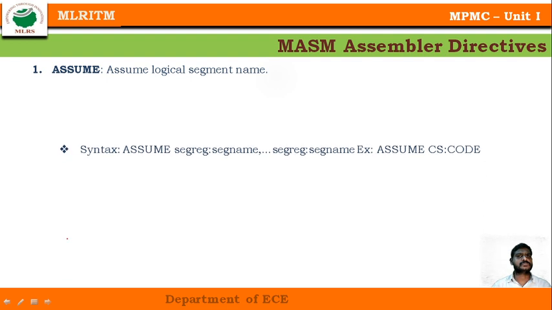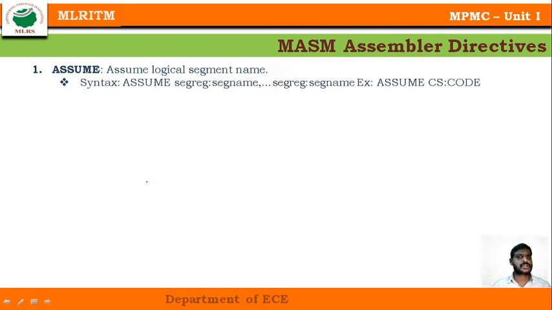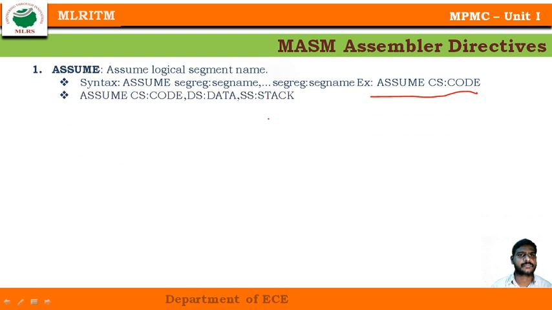Then ASSUME is another directive. Its syntax tells what type of segment register we are going to use. We need to assume the code segment is CS, the data segment is DS, or ES. I like this example: ASSUME CS is the code segment, DS is data, and SS is nothing but the stack. An ASSUME command is an assembler directive, and we have to initialize our segment registers here.